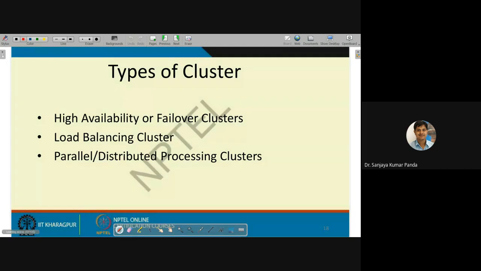Now, like we have seen different types of grid, like computational grid, data grid, collaboration grid, network grid, and utility grid.